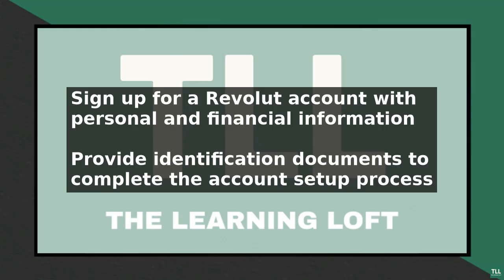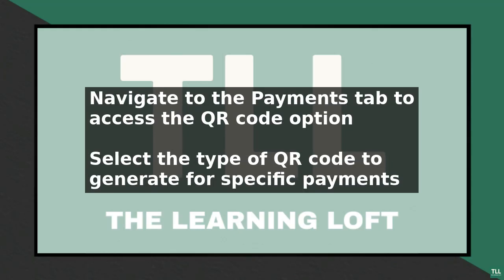To access your QR code, navigate to the Payments tab within the app. From here, select the option to generate a QR code. You will then be prompted to choose the type of QR code you want to generate, such as a QR code for a specific payment or a general QR code for your Revolut account. Choose the option that best suits your needs and follow the on-screen instructions to generate your QR code.